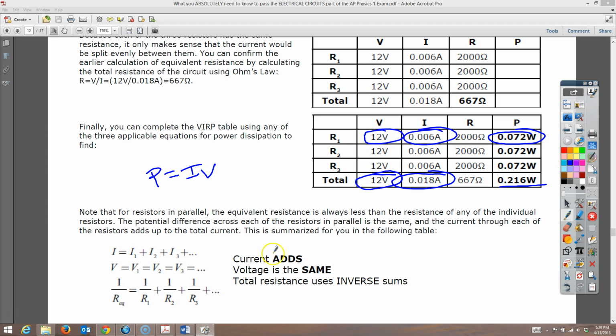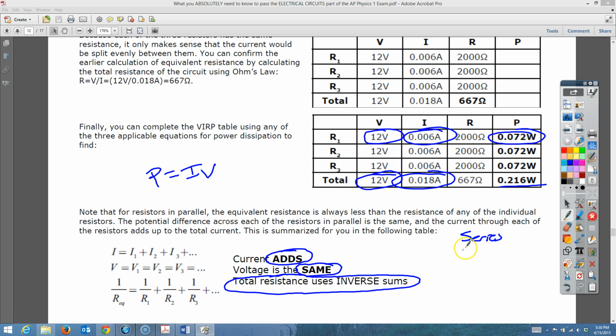For resistors in parallel, the equivalent resistance uses the inverse of the sums. The voltage here is the same and the current adds, and that's much different than what we had for series. In series, the current is the same, the voltage adds, and the resistance is 1 over the resistance equal to 1 over the first plus 1 over the second resistance plus dot, dot, dot, on and on. So the rules are just opposite.